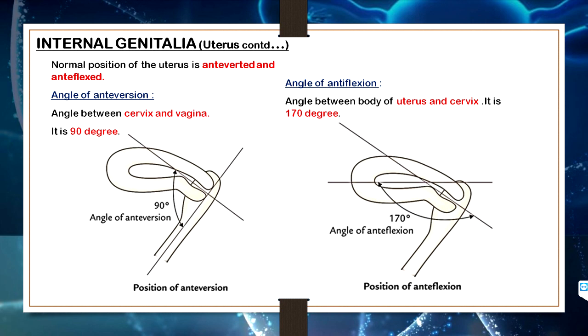Now the angle of anteflexion, which is drawn very clearly, is the angle between the body of the uterus and the cervix, and it is 170 degrees. This question has also been asked in the exam. The angle of anteversion is 90 degrees, and the angle of anteflexion is what degree? 170 degrees.